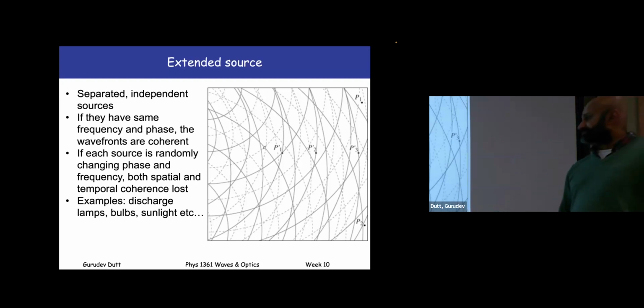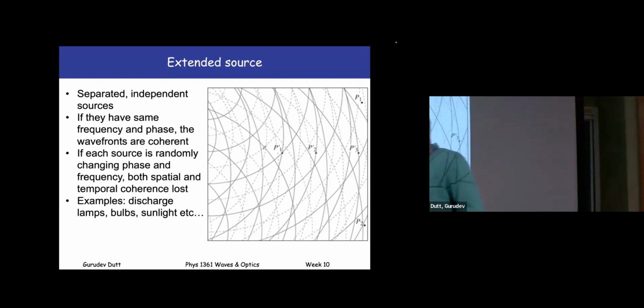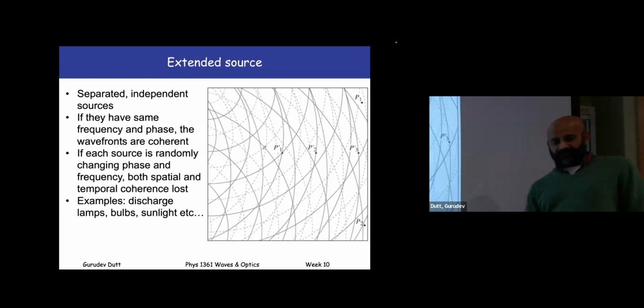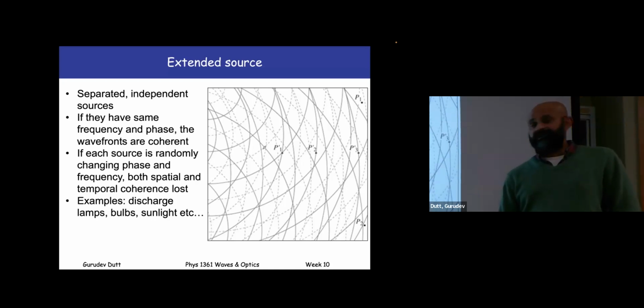Examples of these extended sources, of course, are discharge lamps, bulbs, and then sunlight, because the disk of the sun is sufficiently large that it looks extended when the light arrives here on the earth. We can separate out parts of the sun and do the interference, for example, and we'll see that it doesn't maintain a stable, coherent pattern. Whereas if you took a star and did interference experiments with it, that remains coherent because the star is basically like a point source as far as Earth is concerned.